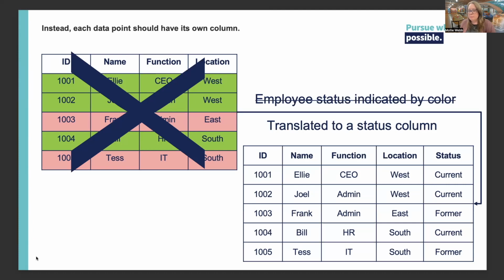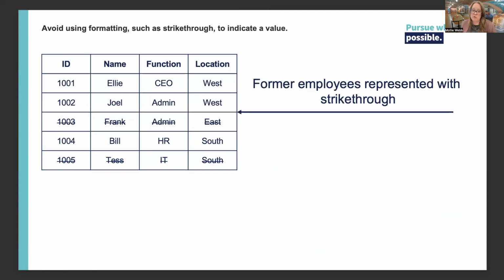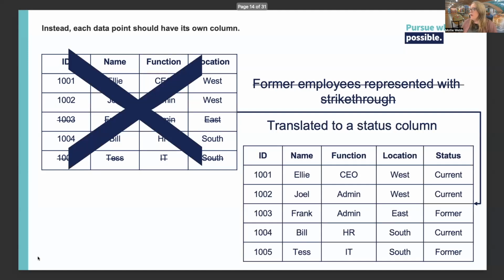make sure all of the information is represented as an actual value. Here, we've transferred all of the values from green and red to a new column called status. Now it's easier to sort or filter for the current and former employees. The same strategy applies for strike through. This is also not likely to be recognized by the computer, so we'll do a similar action and we'll transfer all of this information to a status column to hold the actual data values.